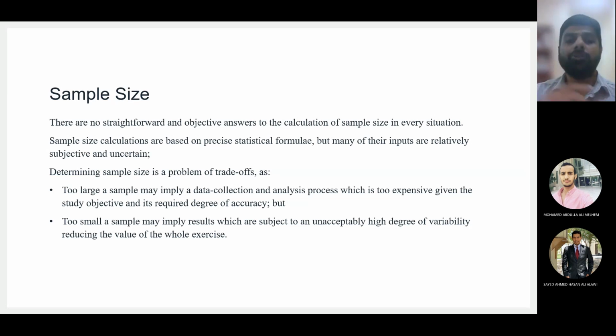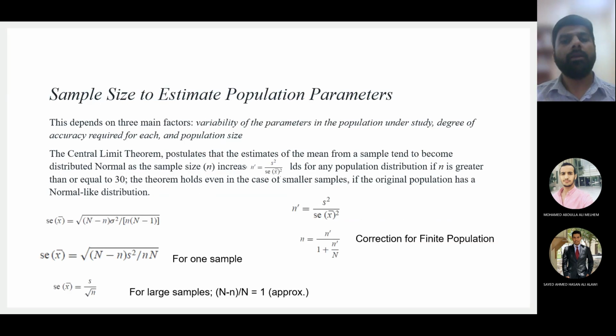Okay, so you have to do something between these two extremes. Don't make it too large, so it will be unnecessarily expensive. Don't make it too small, so that the variation is too high. Okay, something between them. Okay, how to calculate the sample size?